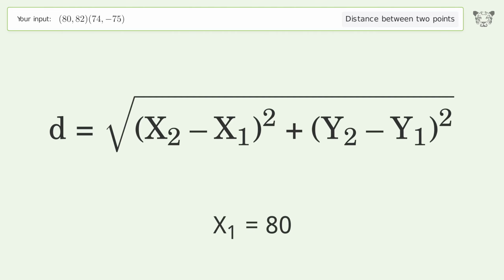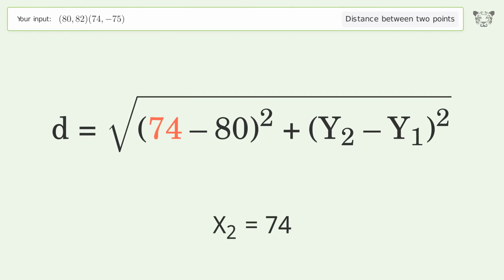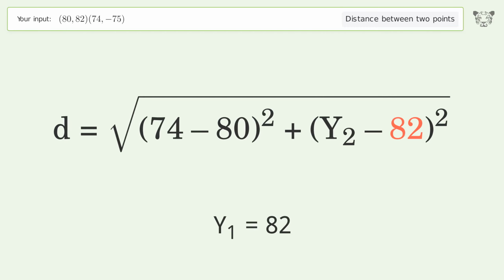x1 equals 80. x2 equals 74. y1 equals 82. y2 equals negative 75.